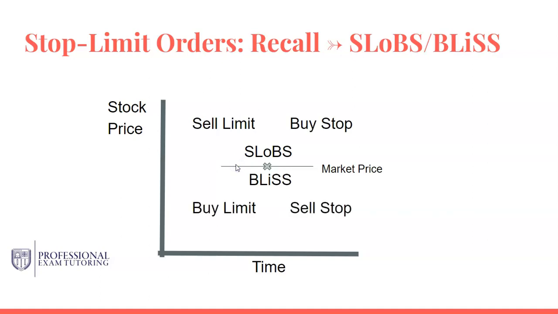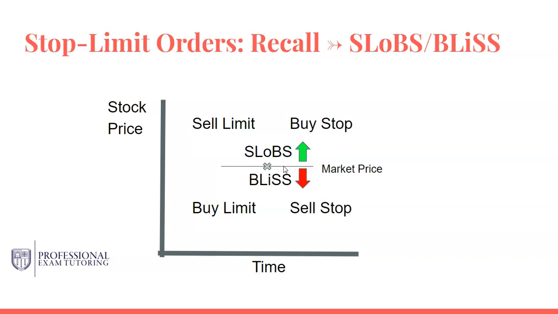Now the significance of the order here is that SLOBS on top indicates that the market price of the stock should be trending upward, and that's when you would want to set a SLOBS type of order, so a sell limit or buy stop order. However, if the price is trending downward, you would want to set a buy limit or sell stop order. So these would be the price trends, or where you're expecting the price to go.